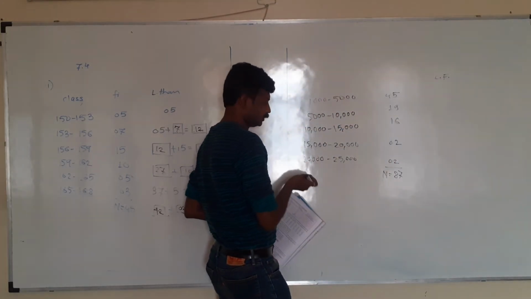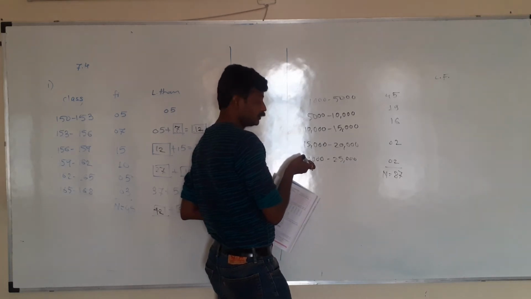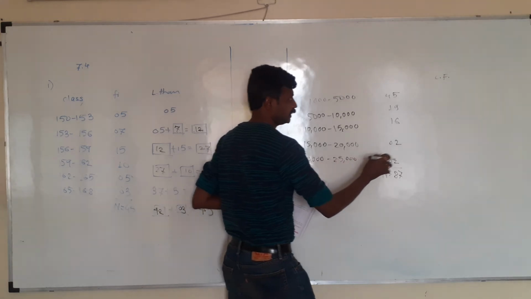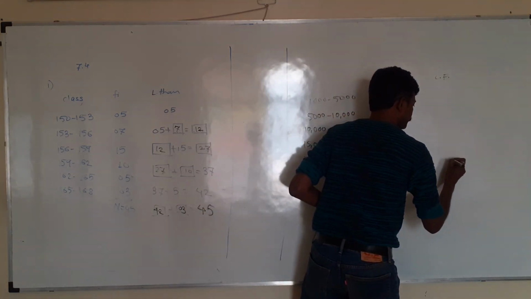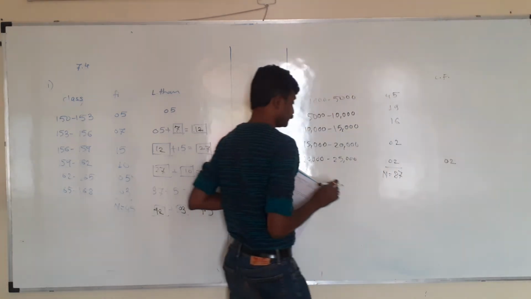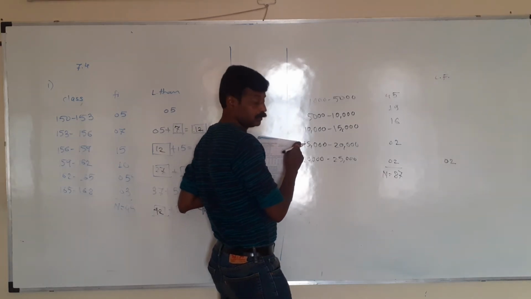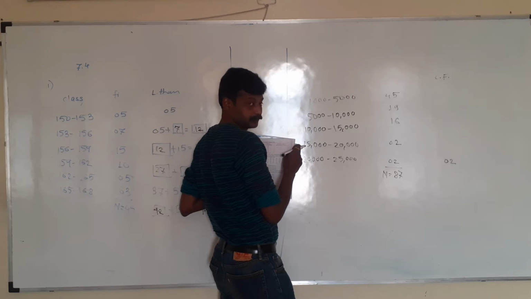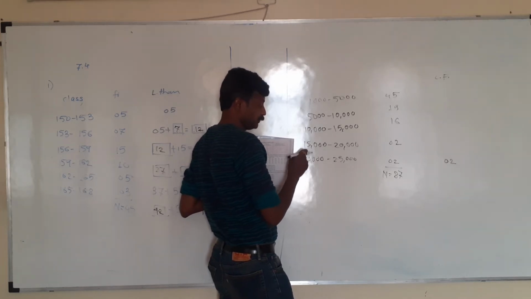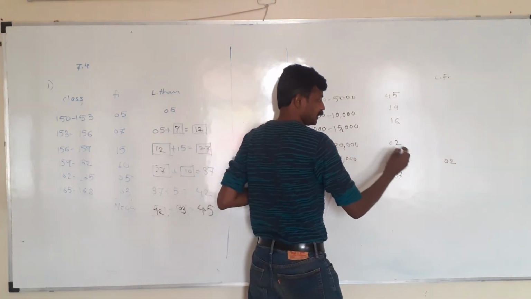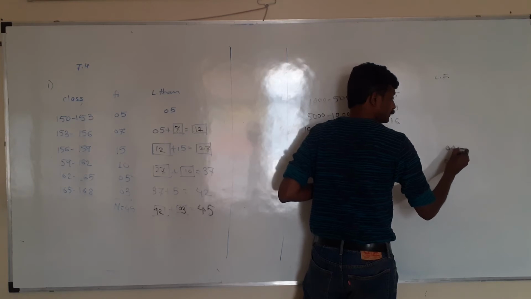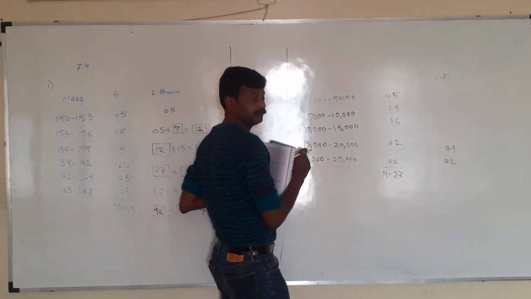start addition from the bottom. So cumulative frequency more than or equal to 20,000 means which frequency will come? The frequency of this class only, that is 2. Next, cumulative frequency more than or equal to 15,000. 15,000 is the lower class limit of the second class, so it means addition of both the frequencies. 2 plus 2, it will come here 4. So cumulative frequency more than 15,000 will be 4.